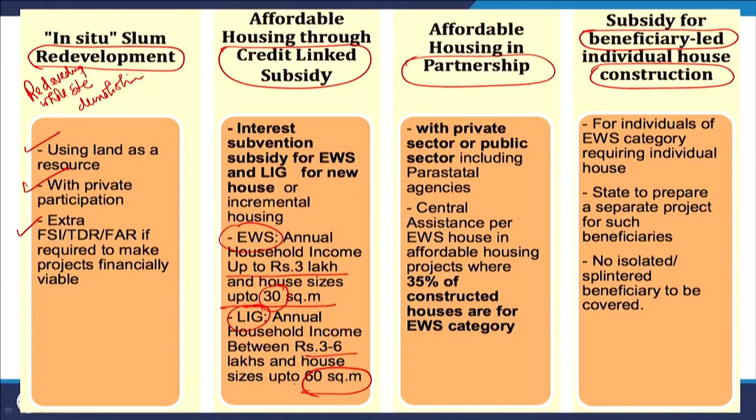The fourth vertical is about the subsidy for beneficiary led individual house construction. This was there in JNNURM also. If a poor person has their own plot and maybe the house condition is not good, or maybe a house is not there at all, they will be given assistance under this scheme to construct their own house. So, in this scheme only the assistance for the construction is given.